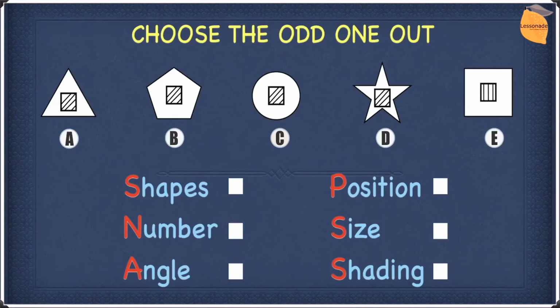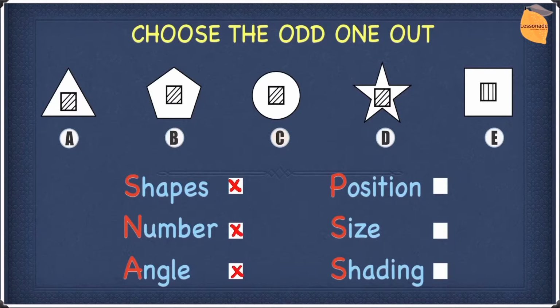Let's look at this example, and let's use SNAPS to get our answer. So first thing we have is shapes. All of the options above have different shapes, which means shape does not work. So we can cross it off. Let's move on to number. All of the options above have 2 shapes, a smaller shape in the middle and a larger shape outside. So this means number doesn't work either. So let's look at angle. All of the shapes above have different angles, so angle doesn't work.